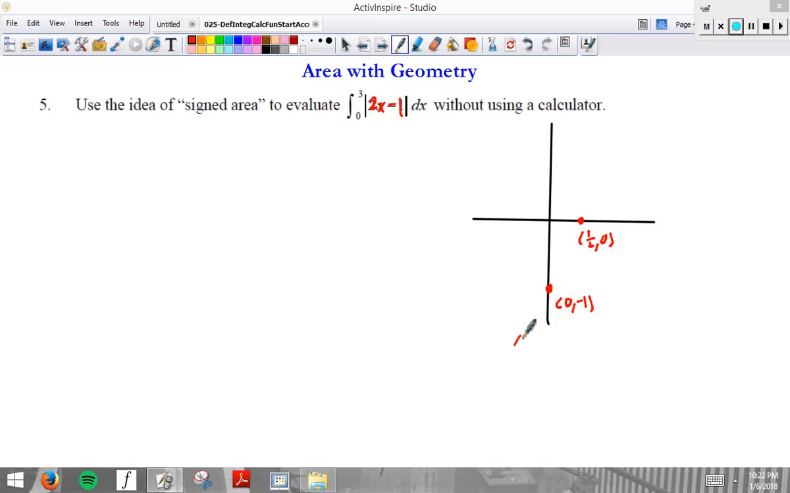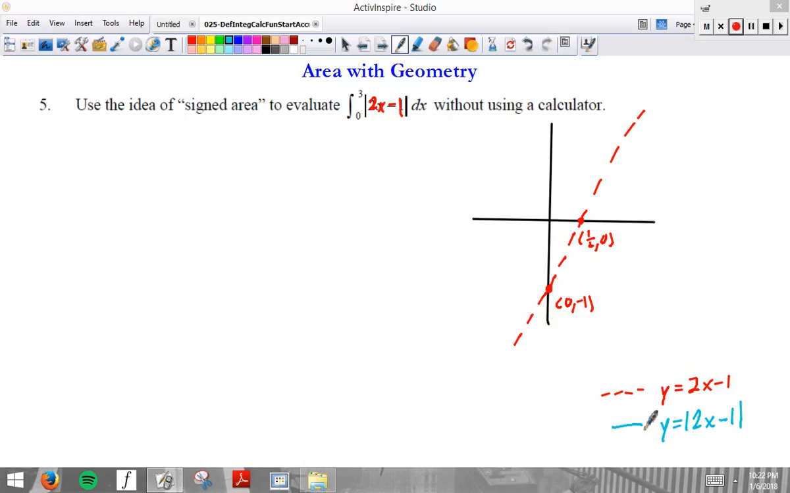And I would graph this as a dotted line. Hopefully your line looks a lot nicer than my line. So in the dashed line, I've graphed the line y equals 2x minus 1. And now I shall graph the line y equals the absolute value of 2x minus 1.